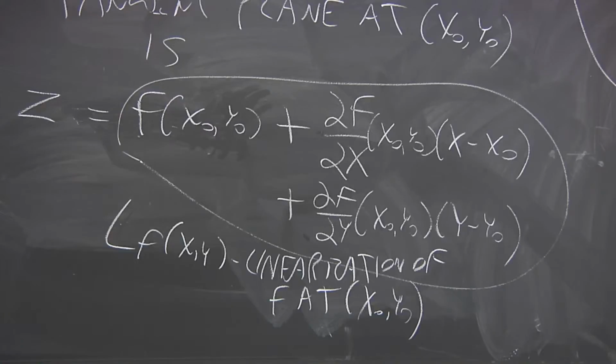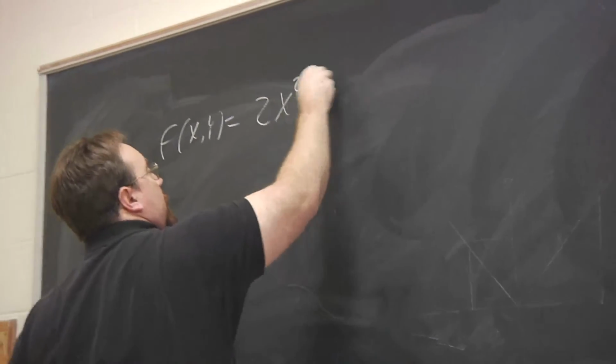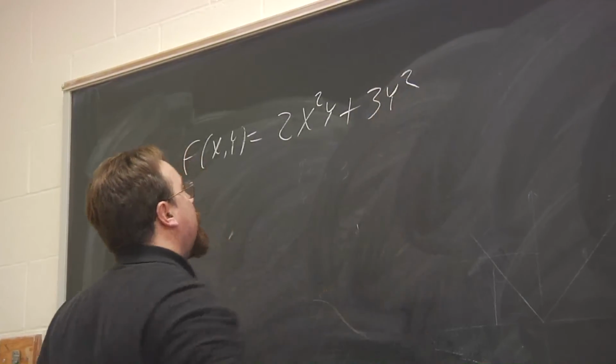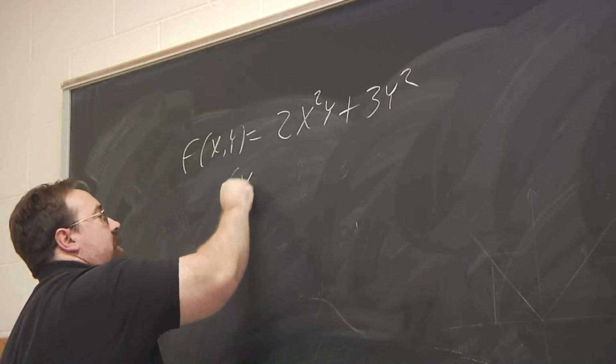Let's step through an example of that. f of x y equals 2x squared y plus 3y squared, and our point of tangency is (1, 1).